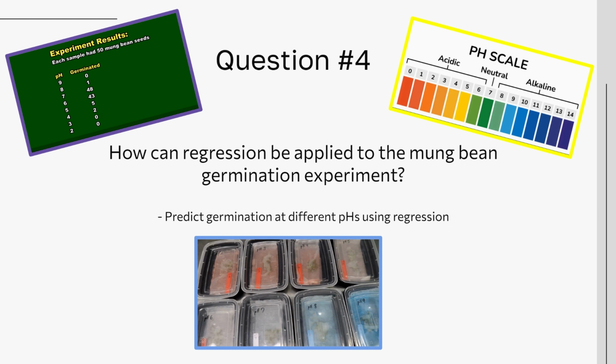Now, the fourth question we need to answer is how can regression be applied to the mung bean germination experiment? Specifically, we can apply this by constructing a regression line to determine what pH is a best fit, so we can use that line of best fit to predict where the data might go, such as what is the best pH for germination and what is the worst pH for germination, using this regression method.